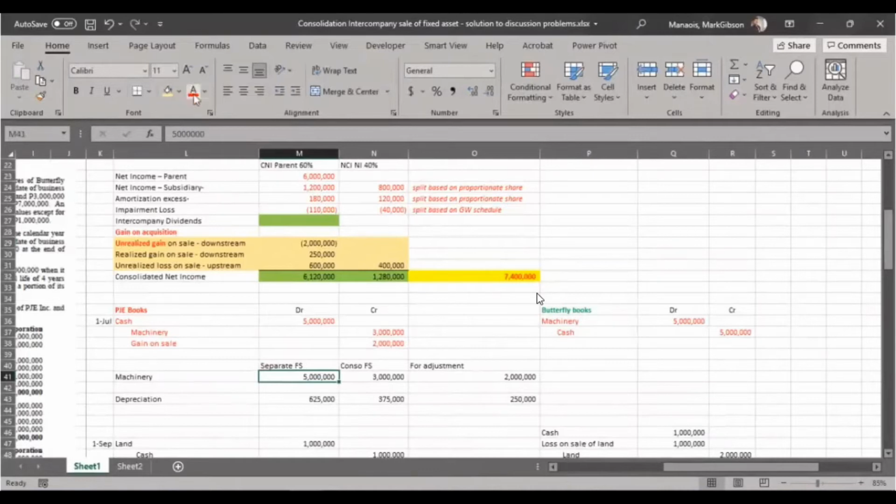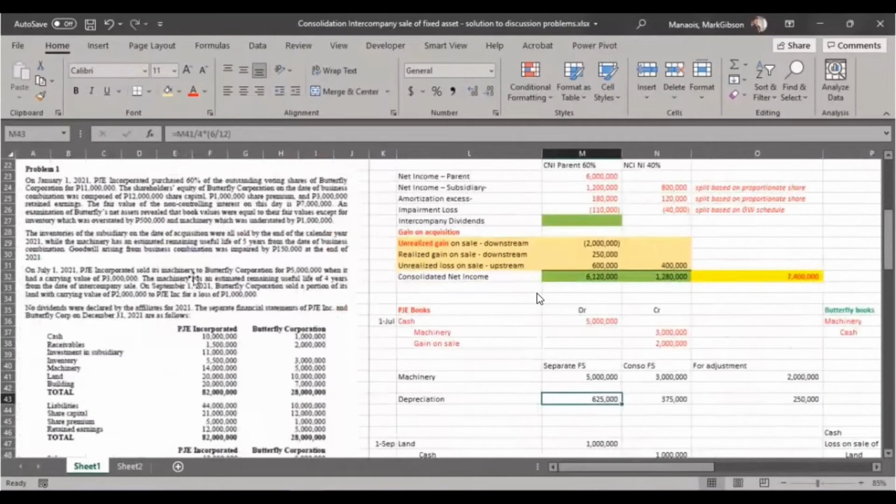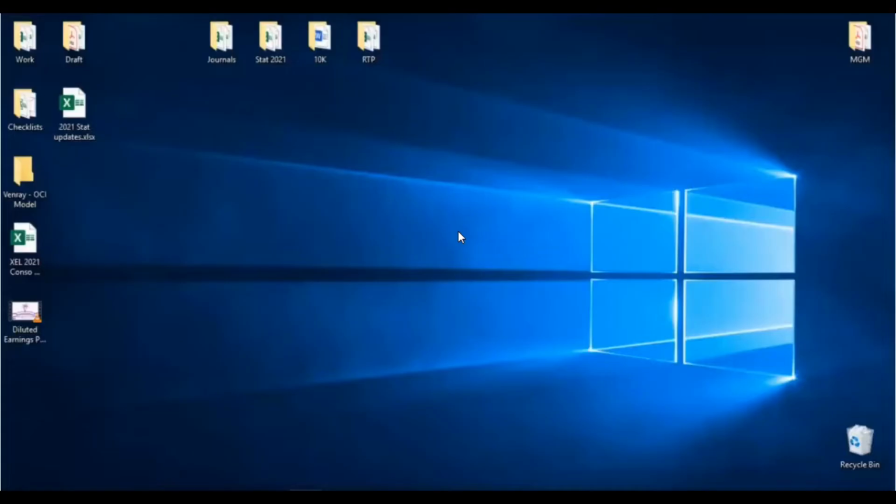Pero pagdating sa consolidated, magkano lang yung value nung machinery? It's just 3 million yung carrying value. No? So the depreciation, of course, that's 5 million. Ilang taon ba? The machinery has an estimated useful life of 4 years. Tandaan class ha, it's July 1, 2021. No? So kung 4 years, that's 5 million over 4 years, multiply by 6 over 12. No? So, that's 625,000. Pagdating sa consolidated FS natin, it should be 375,000 lang.